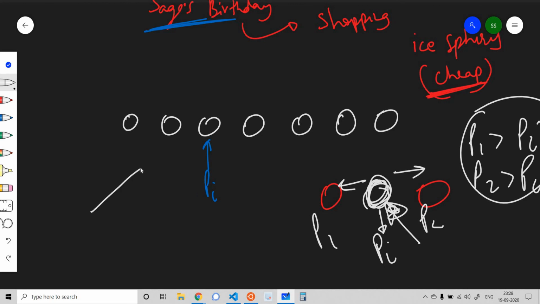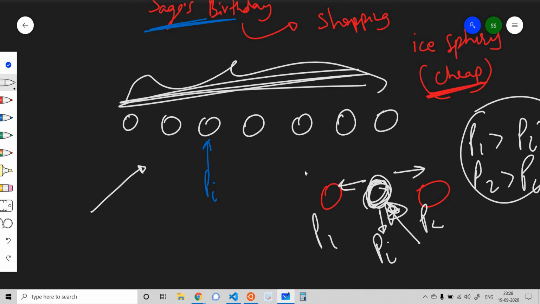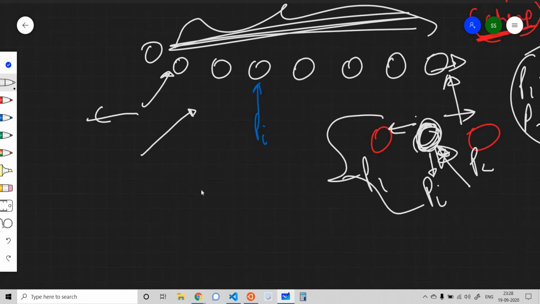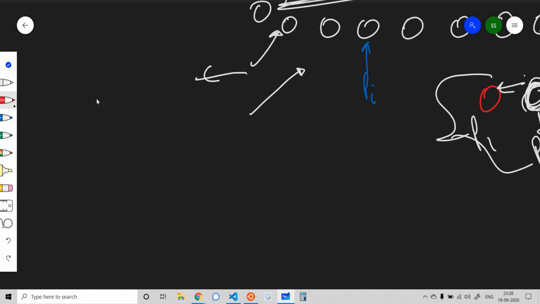So initially we are given this array, and we can rearrange all these values such that Sage buys the maximum number of ice pairs he can. And it has been mentioned that the first ice pair and the last ice pair, that is at index 0 and at the right end, cannot be termed as cheap ice pairs. Okay, so let's see what we can do.